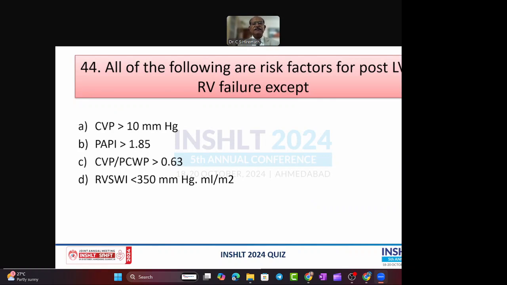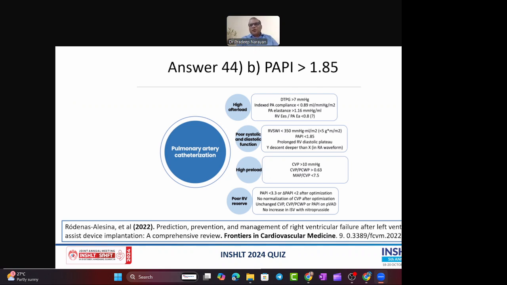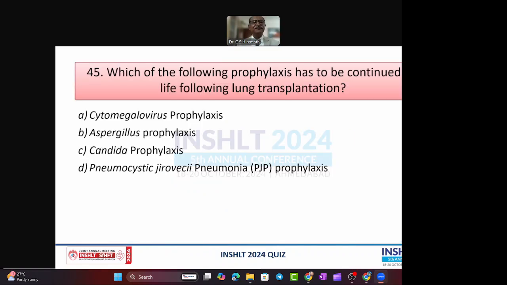All of the following are risk factors for post-LVAD RV failure except. So PAPI, I don't know if you are aware of the full form of PAPI. I wish we had given you the full form. It stands for Pulmonary Artery Pulsatility Index. And the formula for that is the systolic pulmonary artery pressure minus the diastolic pulmonary artery pressure, divided by the CVP. 1.85 is the cutoff for the pulsatility index. I should just call it PAPI maybe. Higher the index, better is the prognosis. So more than 1.85 is actually good. So that's the answer. Next slide, please.